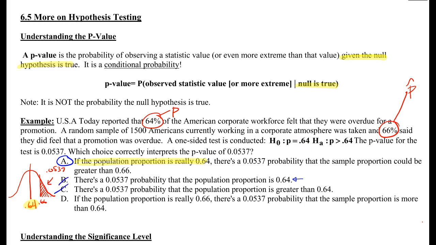So those two are out. Neither of them even has the conditional piece we need. And D says if p is really 0.66, so this has the two reversed or backwards. So something to be careful of. It's always about our null hypothesis. If p is really 0.64, the probability we would have gotten our sample.